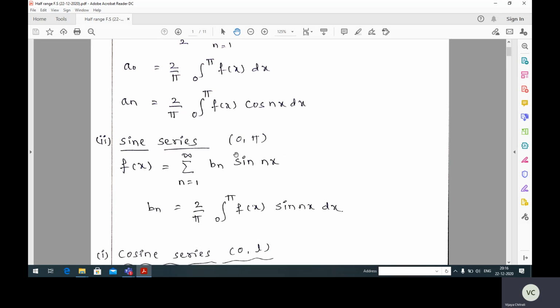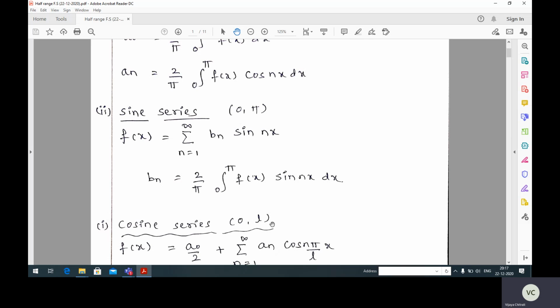Similarly, the sine series, if it is defined in the interval 0 to pi, so f of x is equal to summation n is equal to 1 to infinity bn sine nx, where bn is equal to 2 by pi integration from 0 to pi f of x sine nx dx.